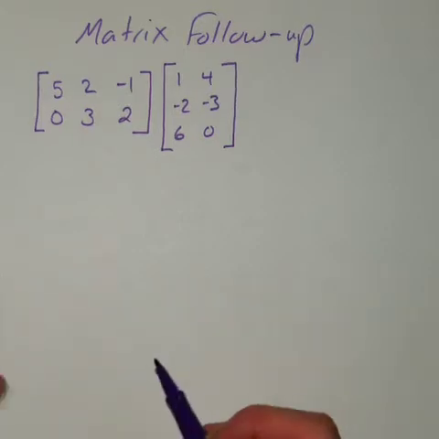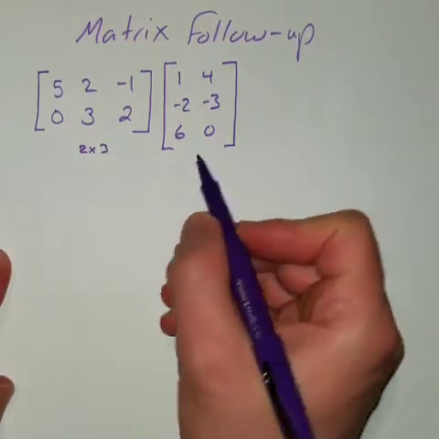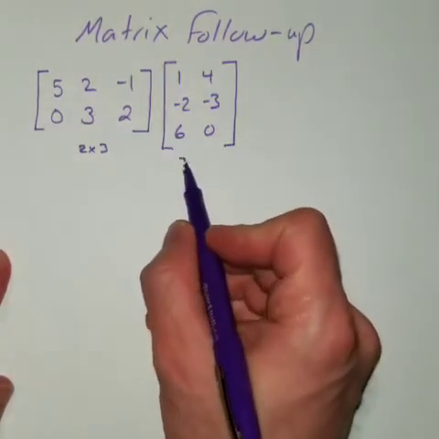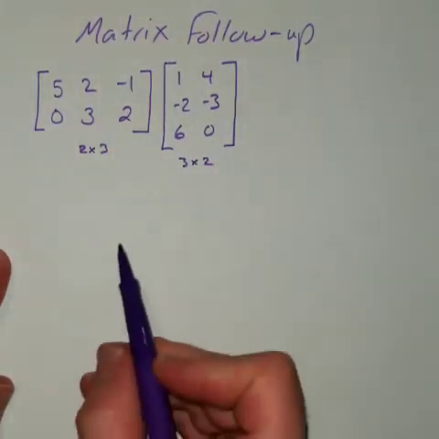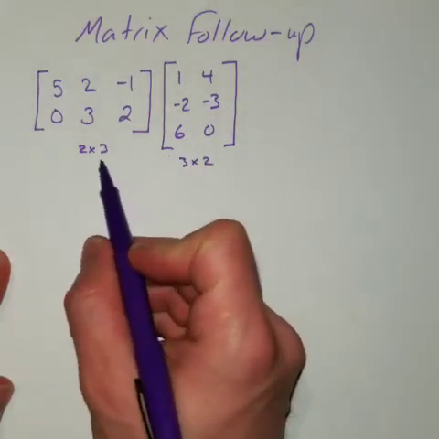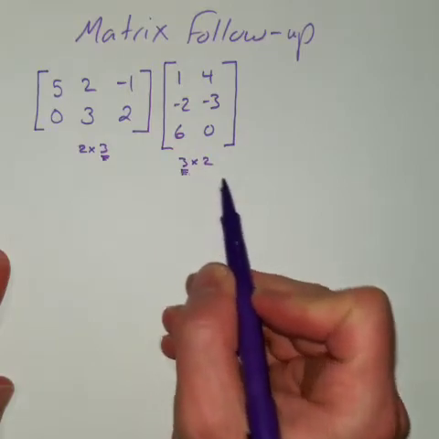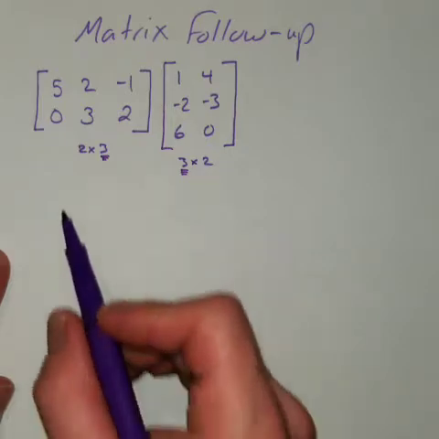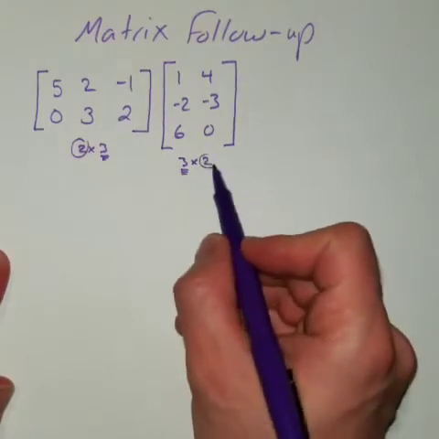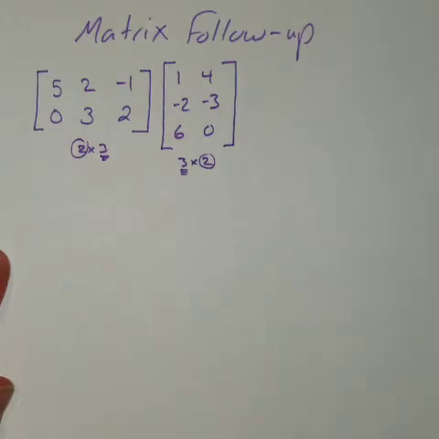So that being said, I've set it up here where I have a 2 by 3 matrix. That's 2 rows, 3 columns. This one is a 3 by 2 matrix, 3 rows, 2 columns. Remember, in order to multiply any matrices, the columns of the first must match the number of rows of the second. Those have to be the same. And then your final answer is going to be the rows from the first by the columns from the second. So our final answer is going to end up being a 2 by 2 matrix.